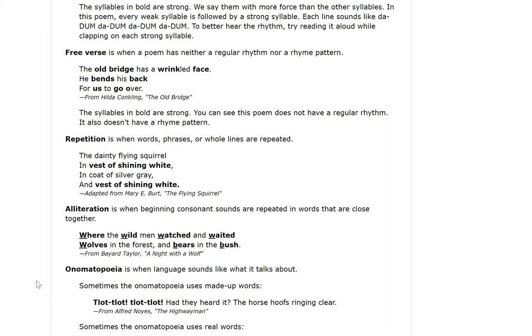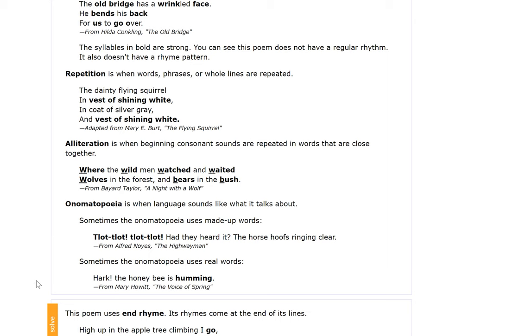Alliteration is when beginning consonant sounds are repeated in words that are close together. So consonant sounds are any sound that's not a vowel sound. So one example is, "Where the wild men watched and waited, wolves in the forest and bears in the bush." So the "where, wild, watched, waited," it's all the same sound one after another, and that's alliteration.